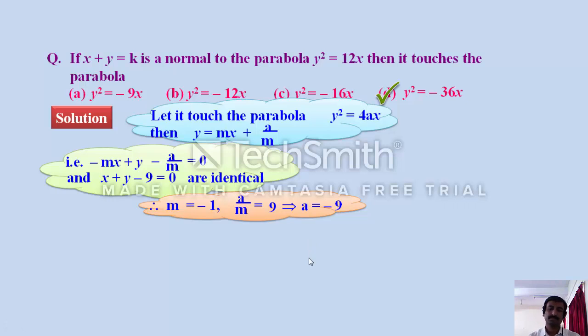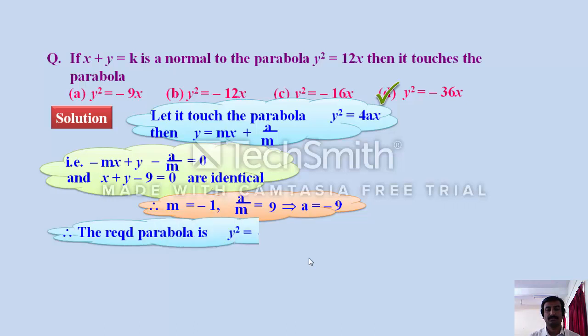Whenever you get the value of a, it is very simple, substitute the value of a in this equation. You get 4 into minus 9 into x, so you get it as minus 36x. So y square equal to minus 36x is the equation of the parabola. That's the answer for this question.